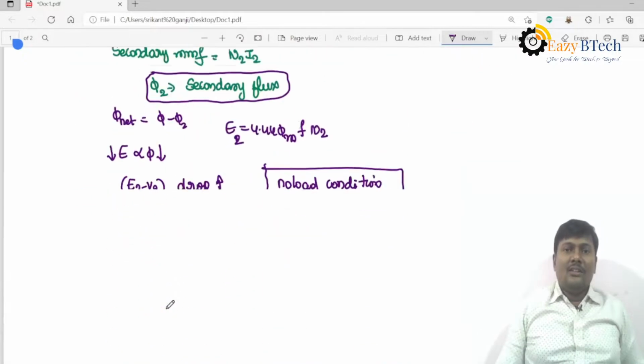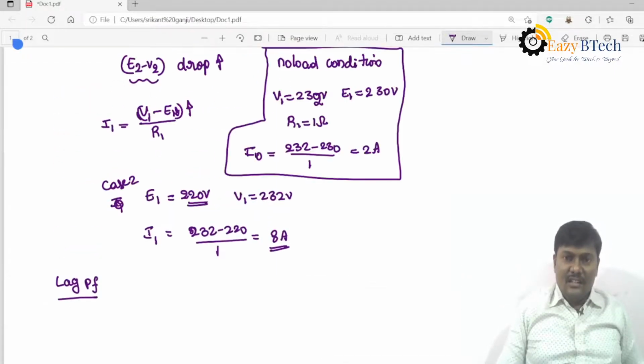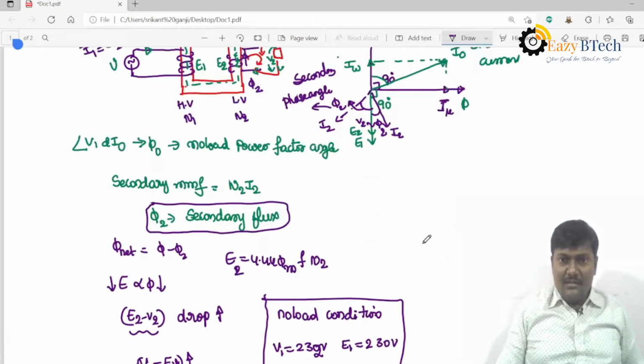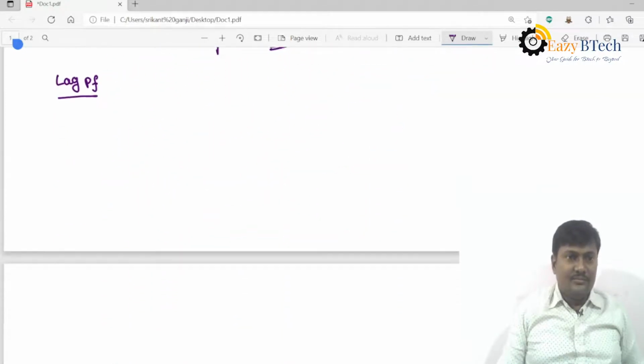Okay, so I am drawing the phasor diagram for lagging power factor. If it is in phase, it means V2 and I2 are both in the same phase. The angle between the voltage and current is 0 degrees for a resistive load. So once again I am drawing the phasor diagram.